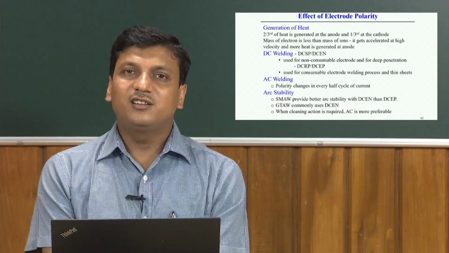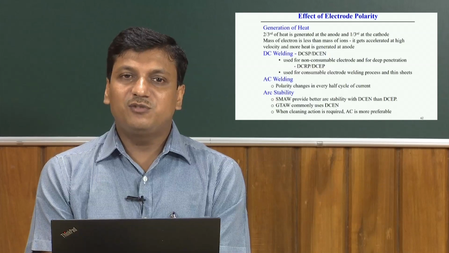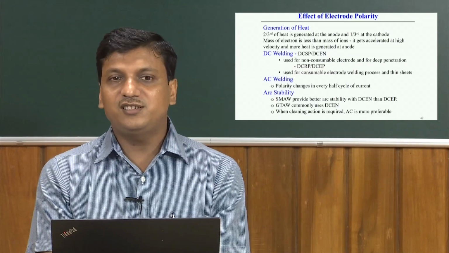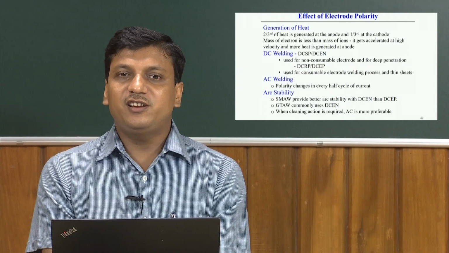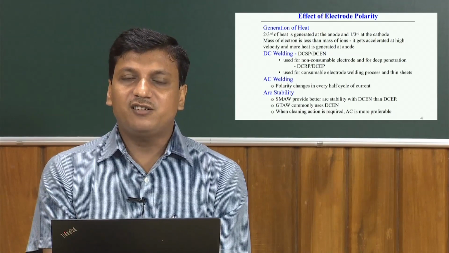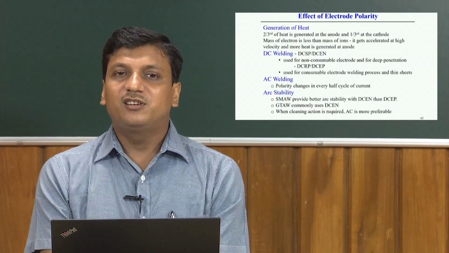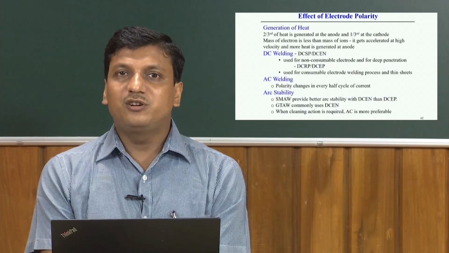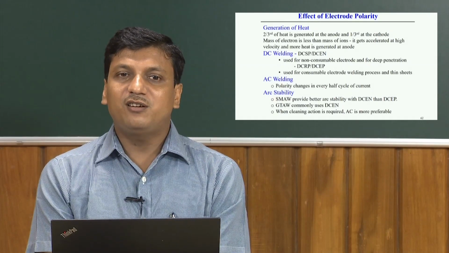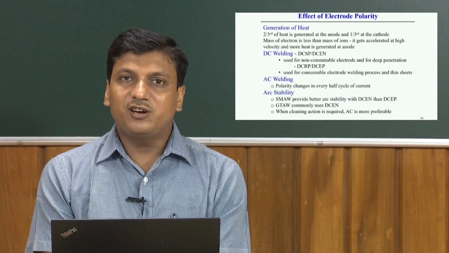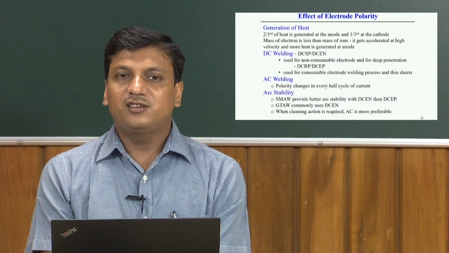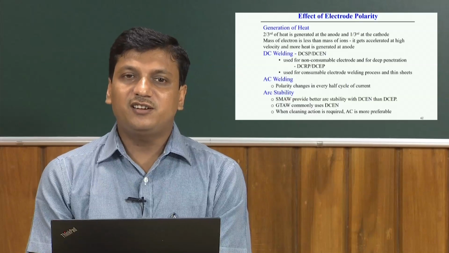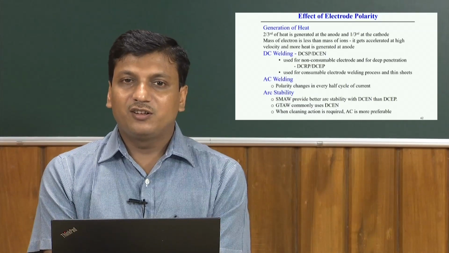Now, AC welding: alternating current can also be used in the power source. When there is a change of polarity in every cycle of the current, that is the use of AC. A typical example is aluminum. When you try to join aluminum or aluminum alloy, the more preferable choice is AC current.